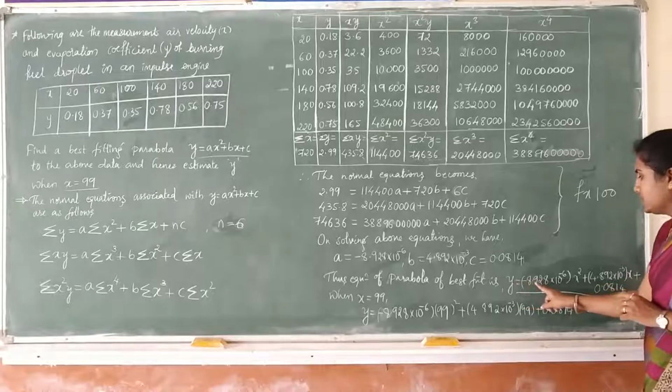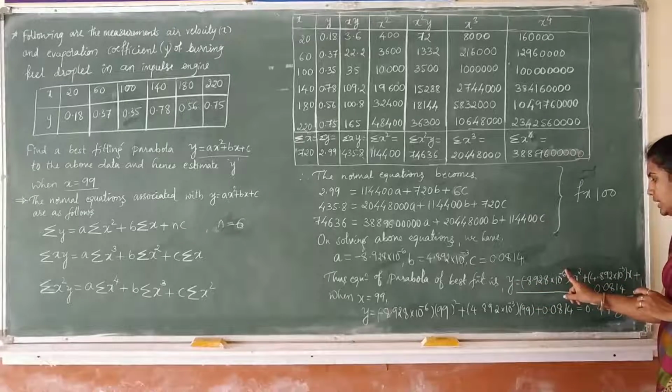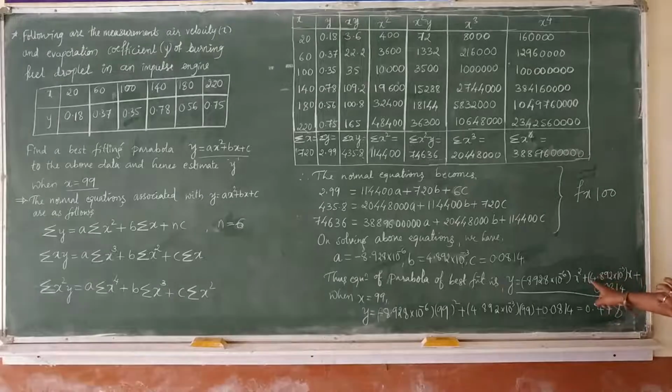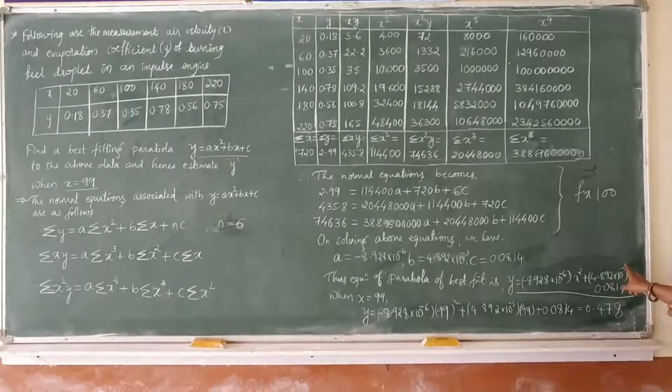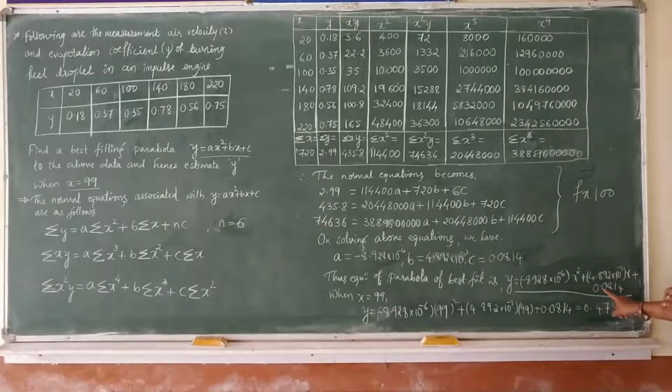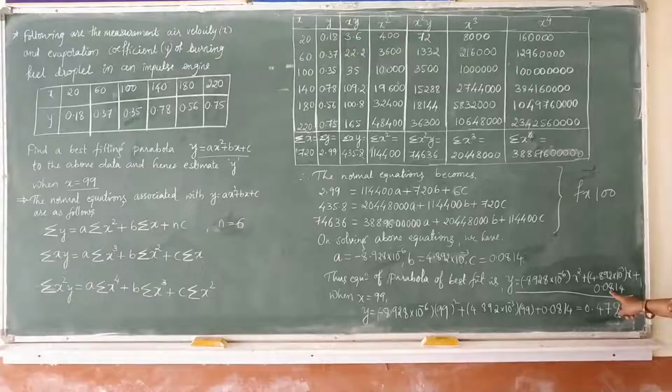Y is equal to minus 8.928 into 10 raised to minus 6 x square plus 4.8892 into 10 raised to minus 3 into x plus c, 0.0814. This is our required curve.